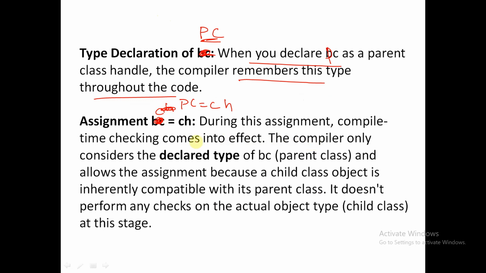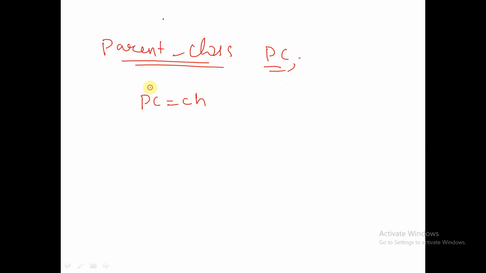During this assignment, the compile time checking comes into effect. The compiler only considers the declared type of PC, parent class, and allows the assignment because a child class object is inherently compatible with its parent class. It doesn't perform any checks on the actual object type, child class, at this stage. So if we are assigning PC is equal to ch, this assignment will be valid by the compile time checking because this child class is derived from parent class.